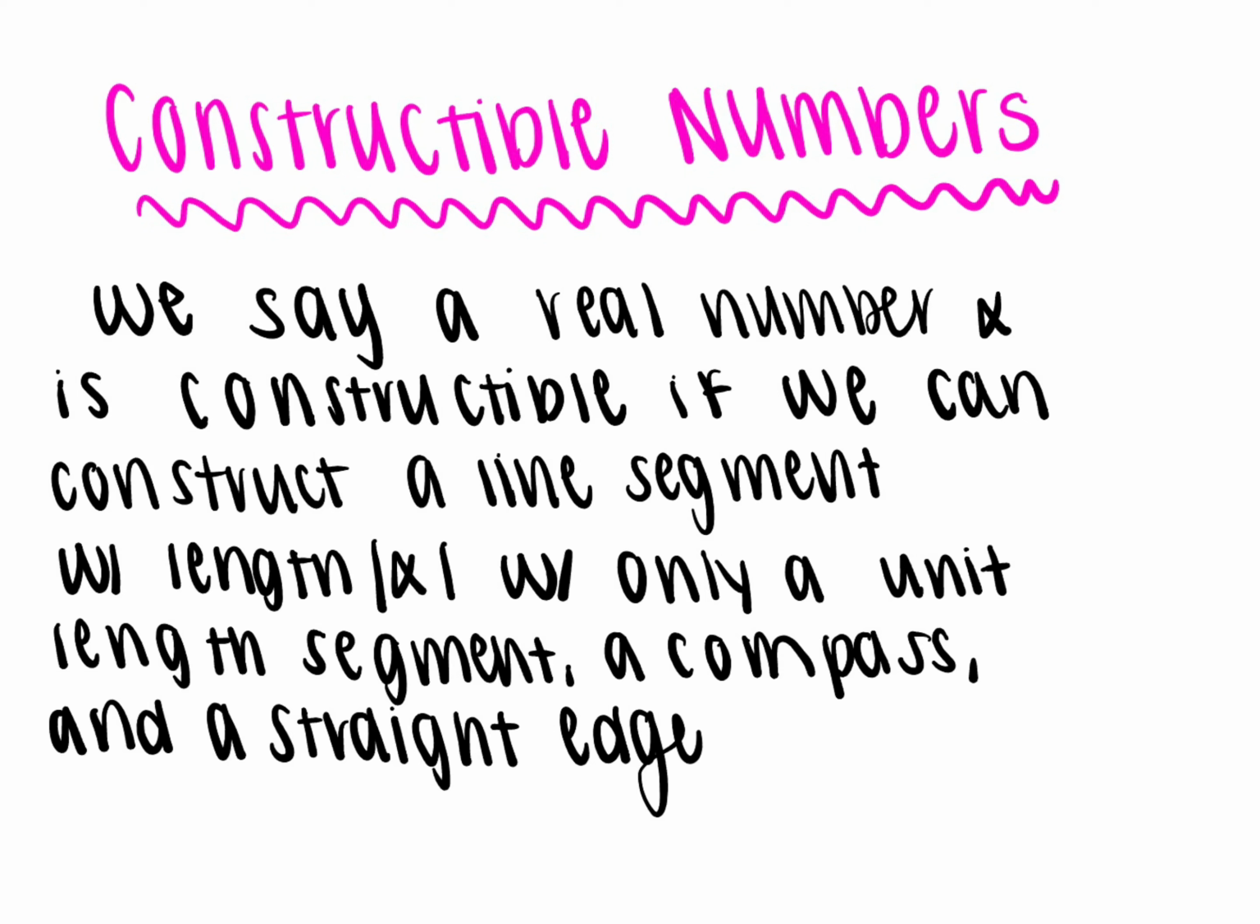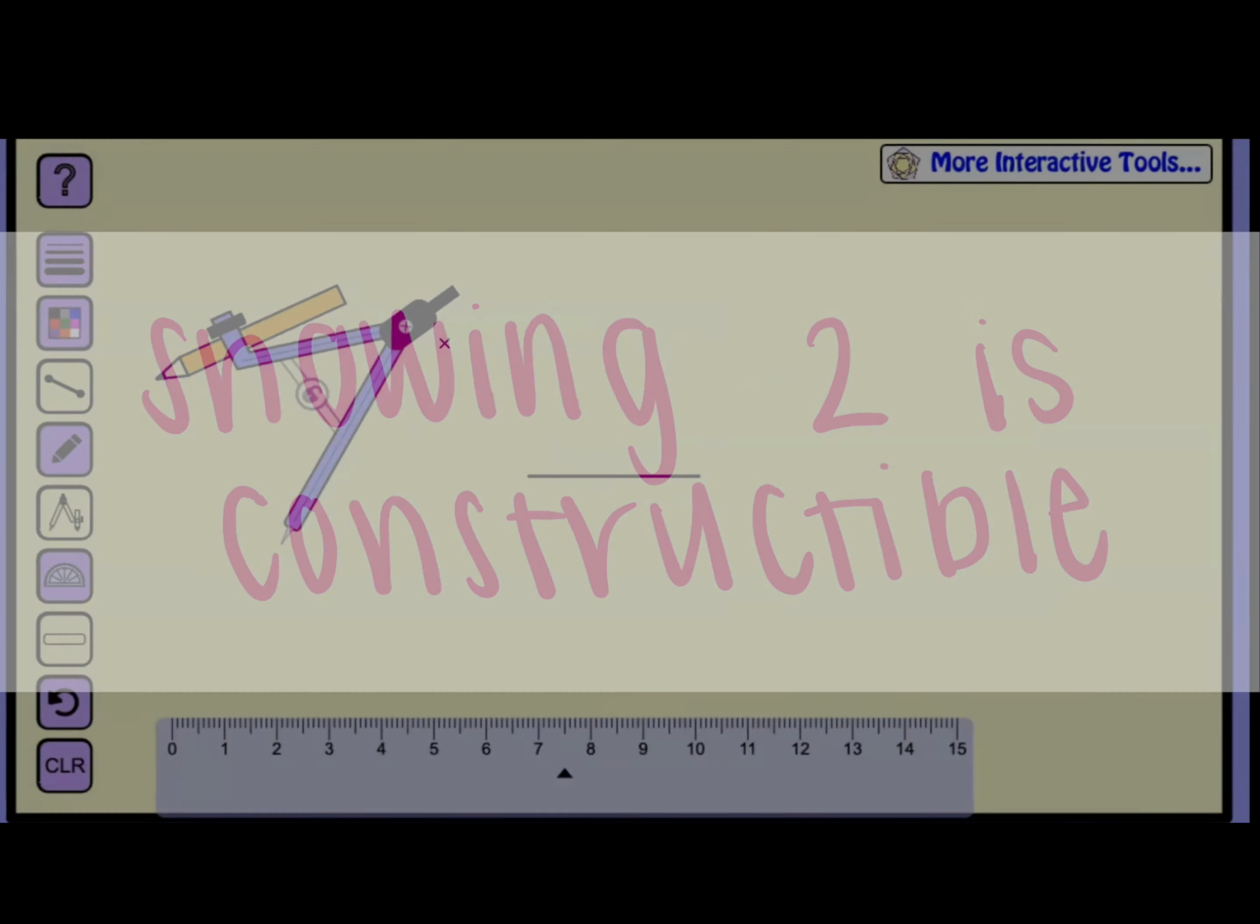Today we're going to be talking about constructible numbers. We say a real number alpha is constructible if we can construct a line segment with length absolute value of alpha with only a unit length segment, a compass, and a straight edge. For all these examples, our unit length segment is going to be of length 1. We can also construct angles and other stuff like that, but we're going to be getting into that later on in the video. So now we're going to be walking through how 2 is constructible.